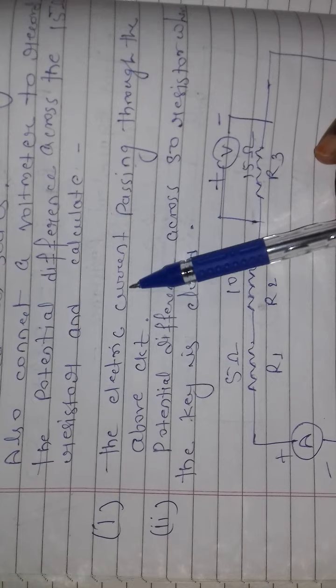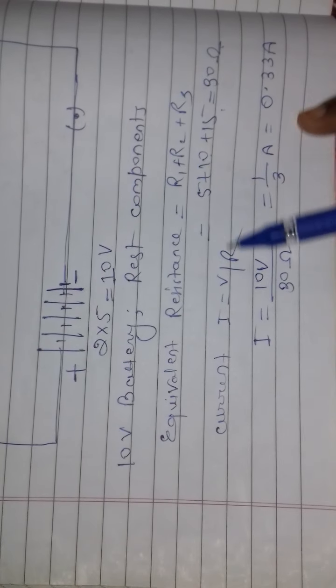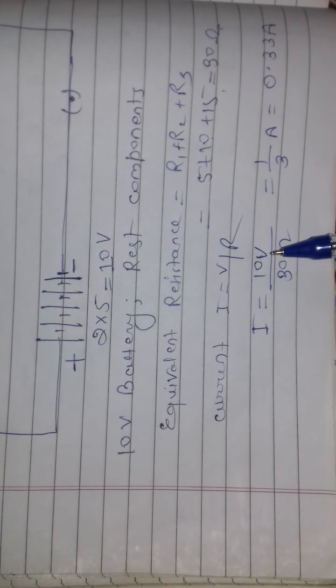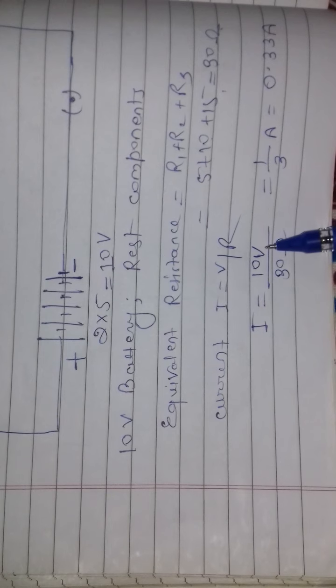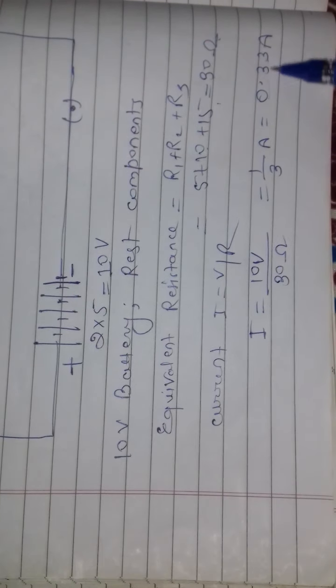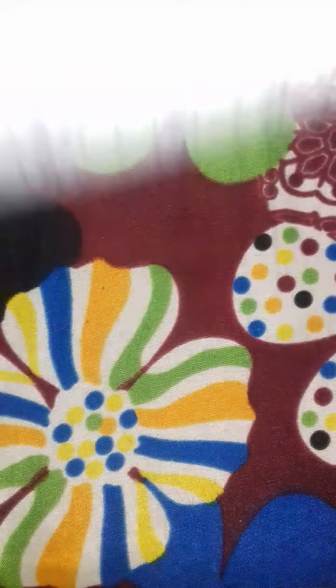And we have to find the current. We have already found the equivalent resistance. Then what is the formula of current? I is equal to V divided by R. V is what? 10 volt, the battery of 10 volt, divided by 30, is equal to 1 by 3 ampere, which is 0.33 ampere.